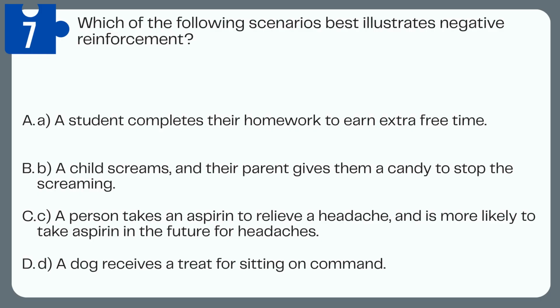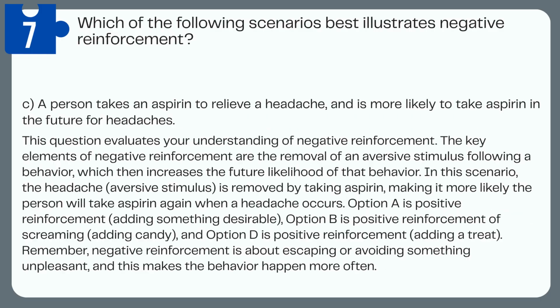Answer: C. A person takes an aspirin to relieve a headache, and is more likely to take aspirin in the future for headaches. This question evaluates your understanding of negative reinforcement. The key elements of negative reinforcement are the removal of an aversive stimulus following a behavior, which then increases the future likelihood of that behavior. In this scenario, the headache, the aversive stimulus, is removed by taking aspirin, making it more likely the person will take aspirin again when a headache occurs.